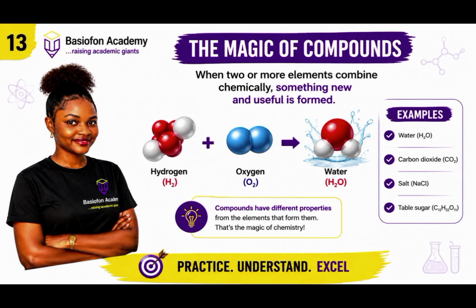Let me show you a classic example. Hydrogen is a gas that burns explosively. Oxygen is a gas that supports burning. But when they combine chemically, they form water, a liquid that puts out fire. This shows that compounds have completely different properties from the elements that form them.